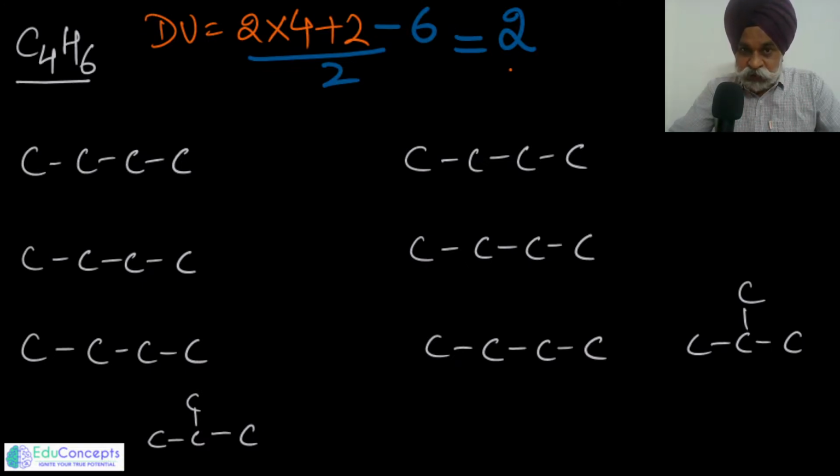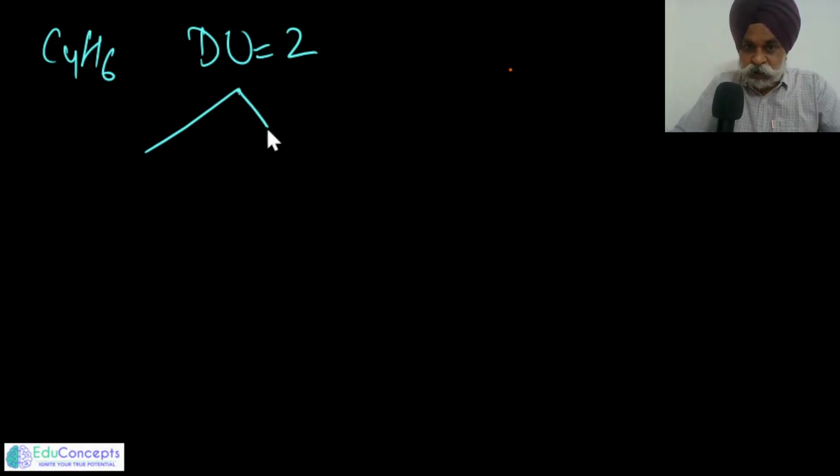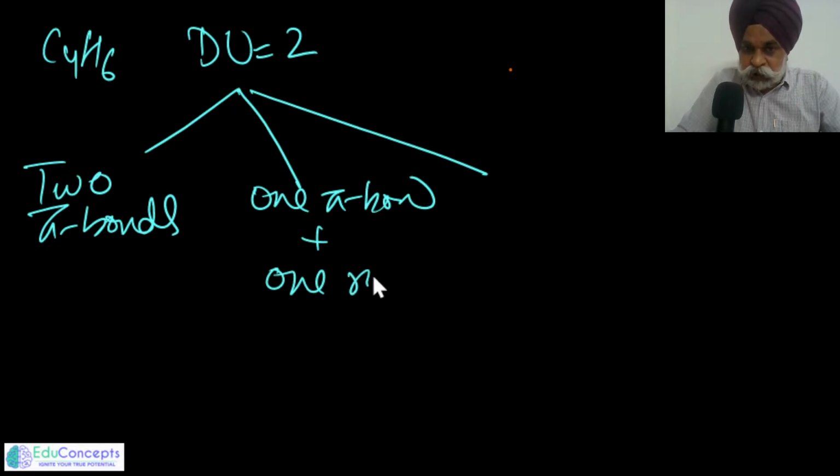So when the degree of unsaturation is 2, that means this particular compound would have 2 pi bonds. If I just write it here, C4H6 with degree of unsaturation 2 means it can be available with 2 pi bonds, or 1 pi bond plus 1 ring, or it can have 2 rings.